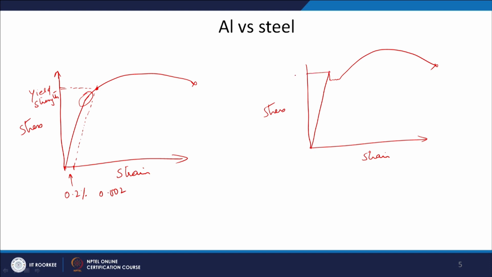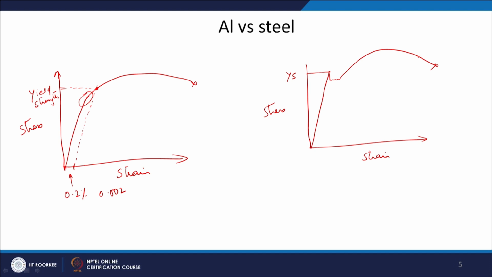So in this case, defining a yield strength is very easy. Wherever you get this maximum strength, and then there is a very sharp drop. Okay. So this is very easy to identify that this is my yield stress. So in case of steel, we call this the upper yield point, and then there is a lower yield stress. Okay, so it drops, then there are some serrations, and then it goes into plastic deformation.